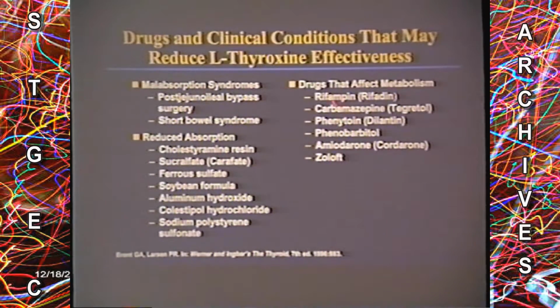Okay? There are also several drugs that don't really affect thyroid function, but they affect the thyroid test. So if you have patients with seizures, if they're on Dilantin, if they're on TB medications, Tegretol, phenobarb, or amiodarone, which is used for arrhythmia, that can interfere with your thyroid assay. Okay?